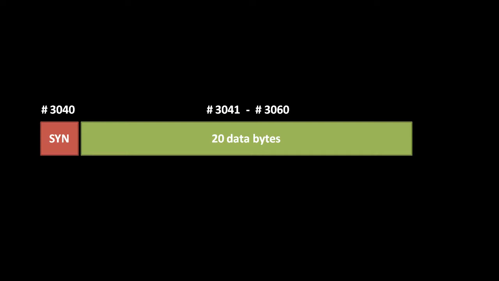And then finally, the last byte of data we've sent so far has sequence number 3060. So the acknowledgement sent back from the server is 3061. The server has received every byte in the sequence up to but not including 3061.